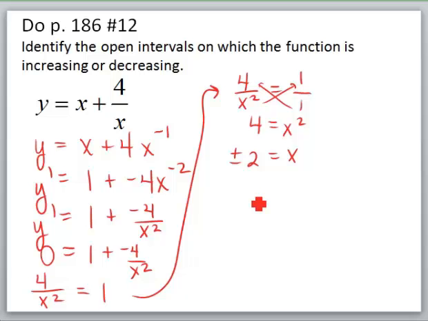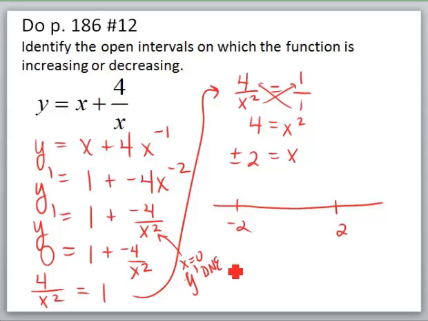Now, I'm going to also take note that not only do I have critical numbers at 2 and negative 2, I also have a critical number because at x equals 0, the y prime is undefined or does not exist. So I also need to include 0 as a value for testing whether it's positive or negative.